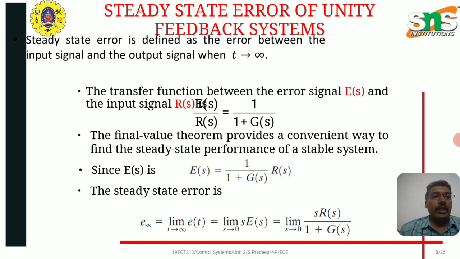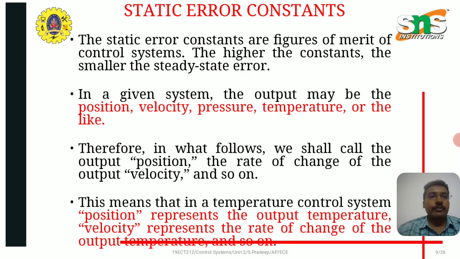The final value theorem provides a convenient way to find the steady state performance of a stable system. Since E of s is 1 by 1 plus G of s into R of s, the steady state error is ESS equal to limit s tends to infinity s into R of s divided by 1 plus G of s. The static error constants are figures of merit of control systems. The higher the constants, the smaller the steady state error.